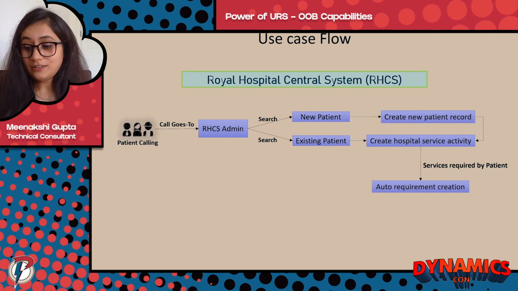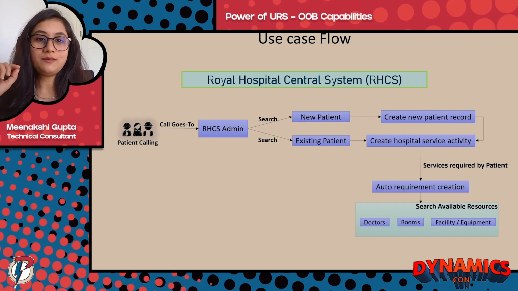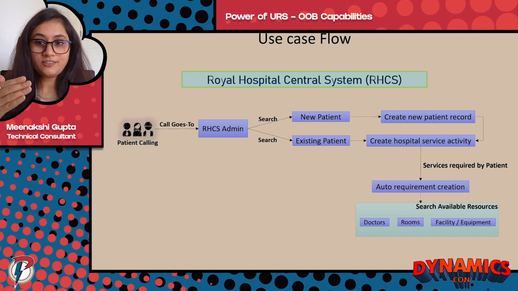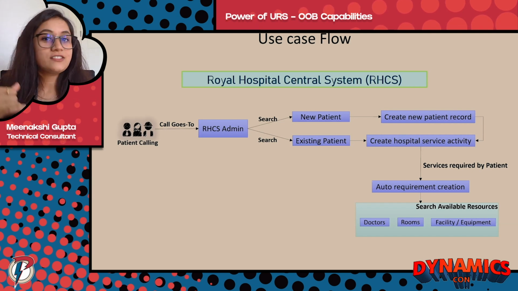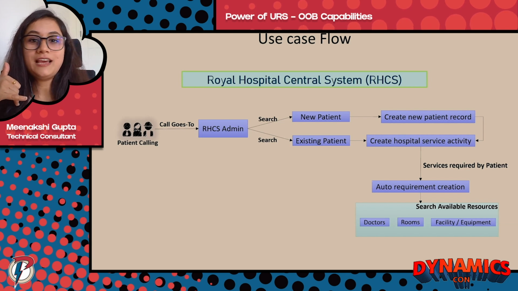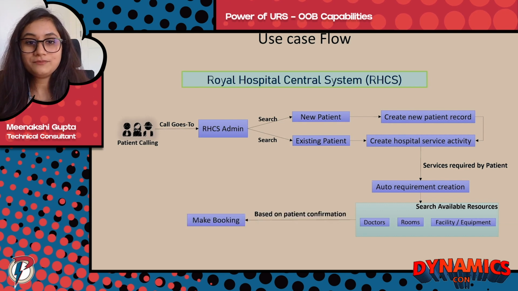And what happens when the admin goes and checks the availability by just clicking on the book button and sees what rooms, doctors, and equipment are available, and then confirms to the patient, okay, I have an appointment available today at 10 a.m. Are you okay with that? And if the patient confirms, they make the booking.